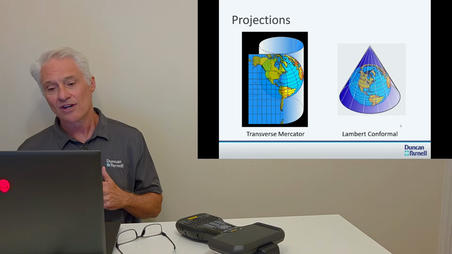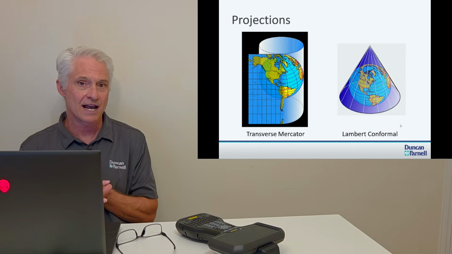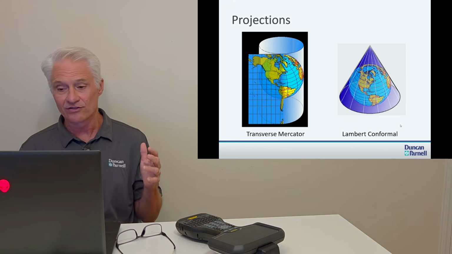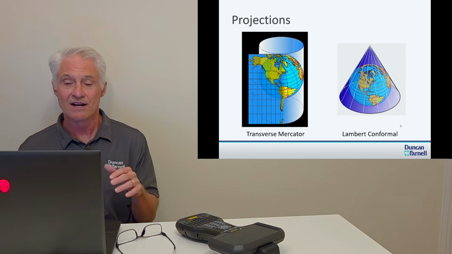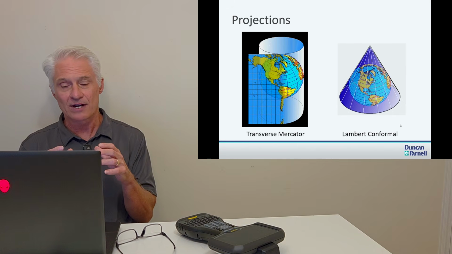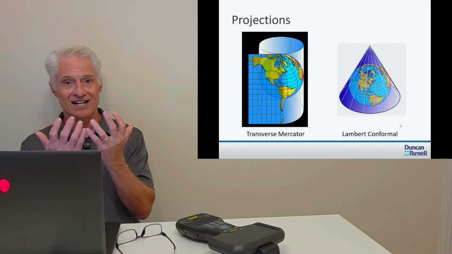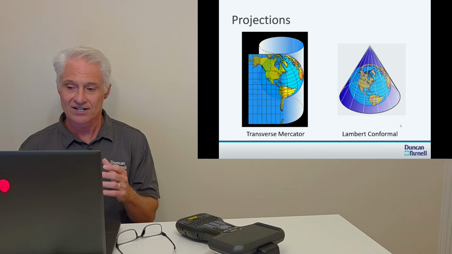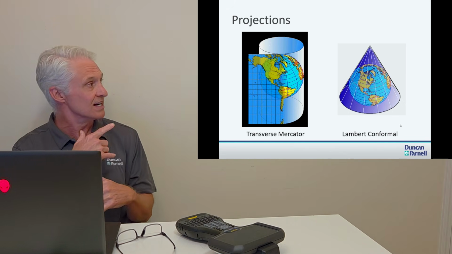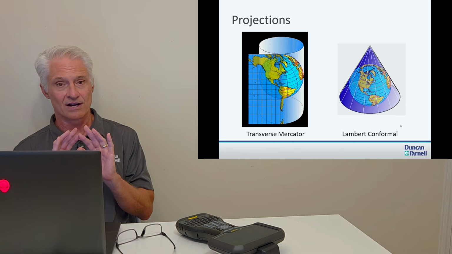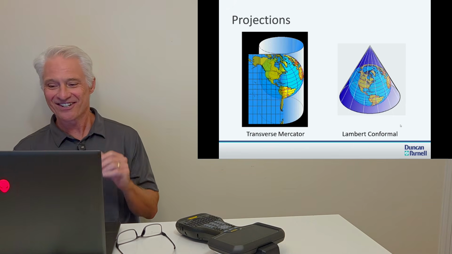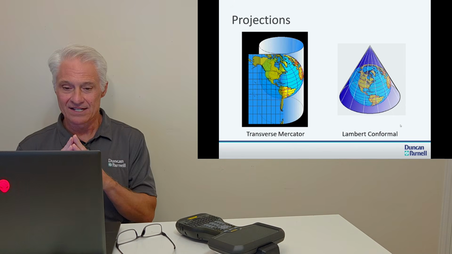Now in the US, we mainly use the transverse Mercator projection for states that are longer north-south, and we use the Lambert conformal projection for states that are longer east-west. Now the transverse Mercator is just a cylindrical projection. The Lambert conformal is a conical projection. So you see here, I've got pictures of transverse Mercator. It's a cylinder. Lambert conformal is a cone.